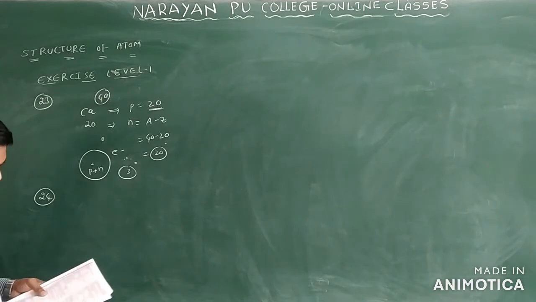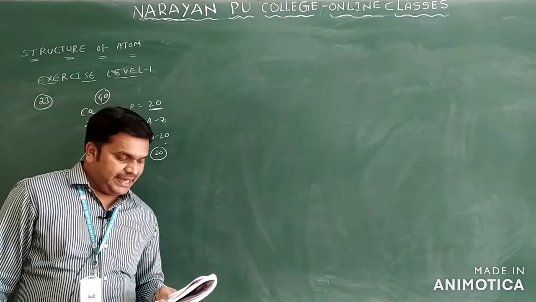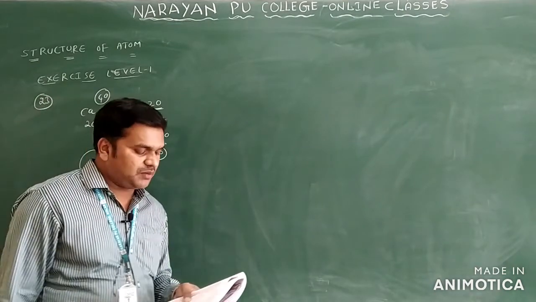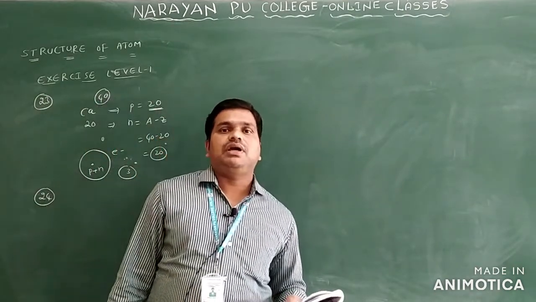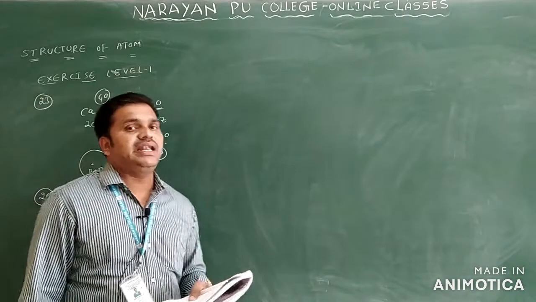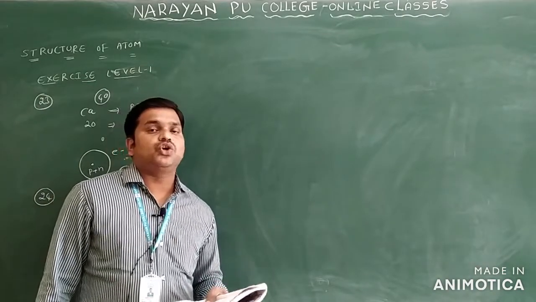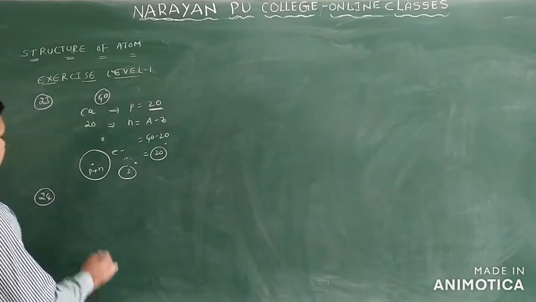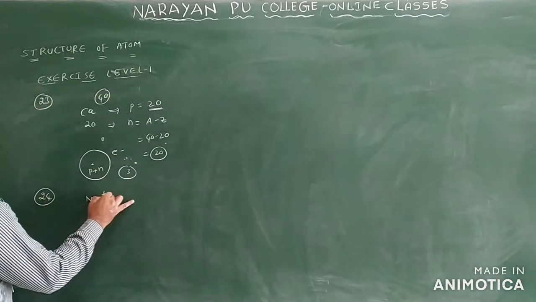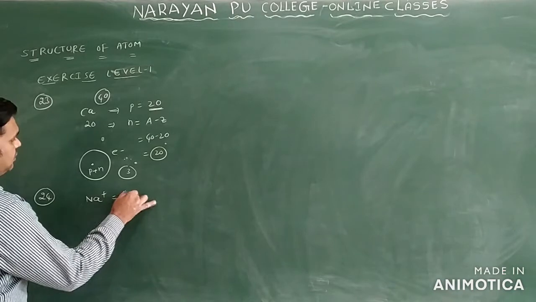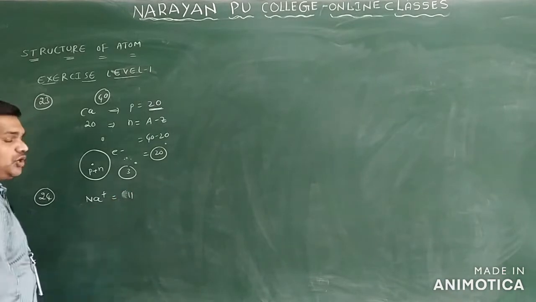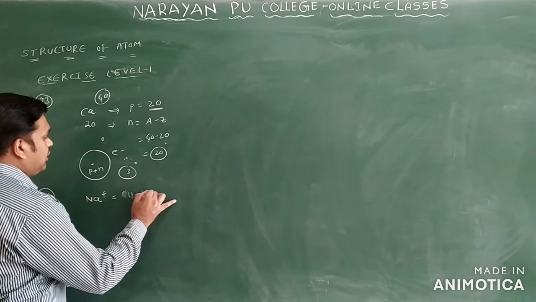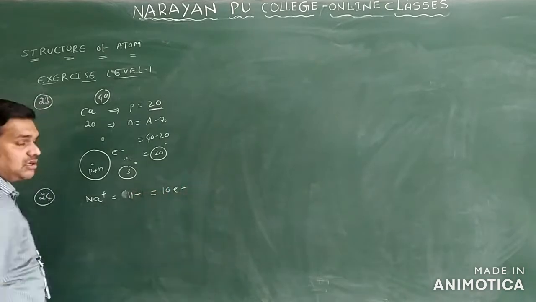Now we can see question number 24. We have the Na plus ion is isoelectronic with. Isoelectronic means what? Same number of electrons only. Atoms or ions having the same number of electrons, those we call isoelectronic species. Now we can take Na plus. Generally sodium atomic number is 11. Here there is a positive charge, loss of electron or gain of electron? Loss of electron. So 11 minus 1, we have 10 electrons only.